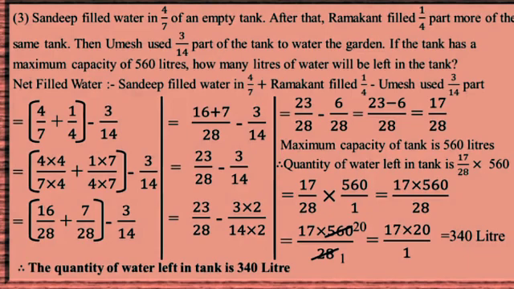Maximum capacity of the tank is 560 liters. So the quantity of water left in the tank is 17 upon 28 multiplied by 560. That means 17 upon 28 part of 560 liters, right? So we have to multiply here. 17 upon 28 multiplied by 560 is equal to 17 multiplied by 560 upon 28. Dividing 560 by 28 gives 20. So 17 multiplied by 20 is equal to 340 liters. So the quantity of water left in the tank is 340 liters.